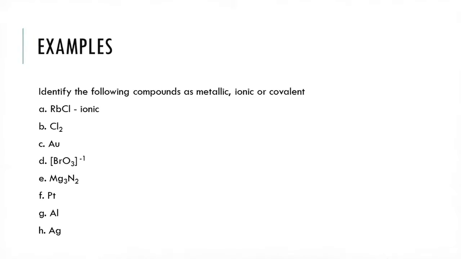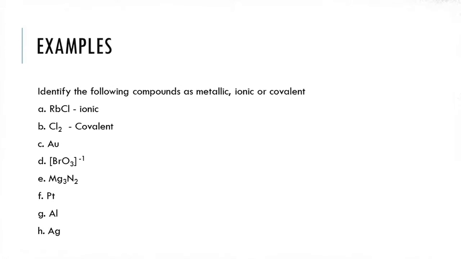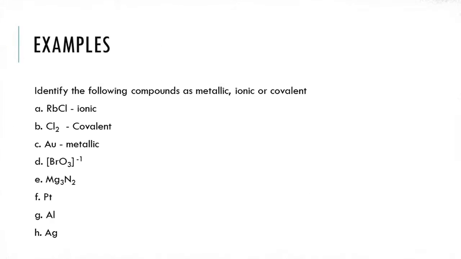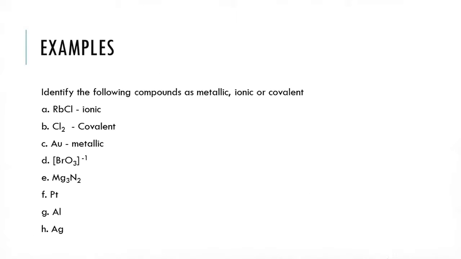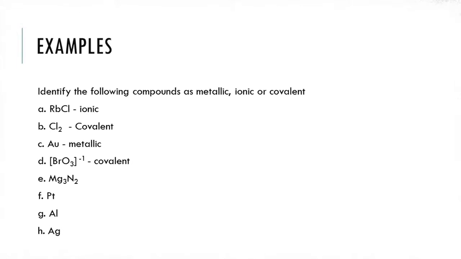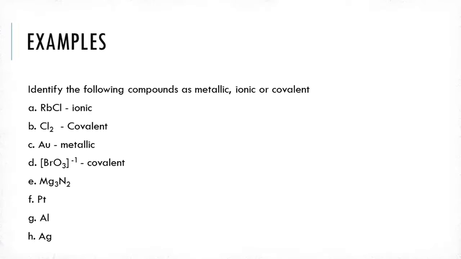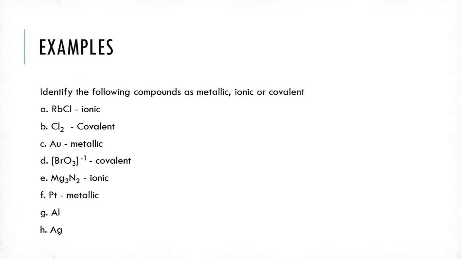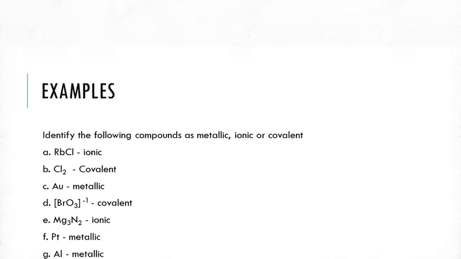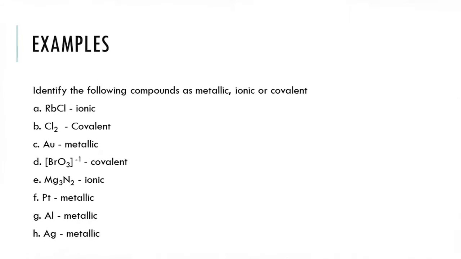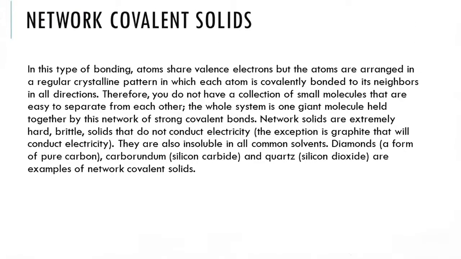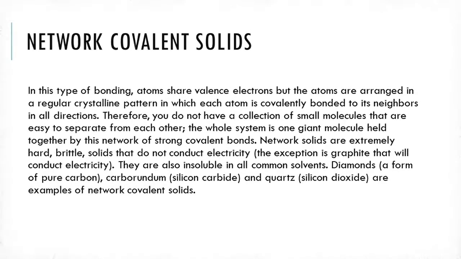So RbCl is ionic. Cl2 is covalent. Au, which is found within the metals on the periodic table, is obviously metallic. BrO3- is covalent. Mg3N2 is ionic. Pt is metallic. Al is metallic. And Ag is metallic.